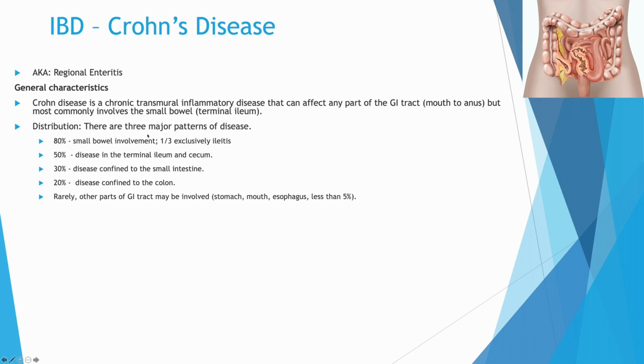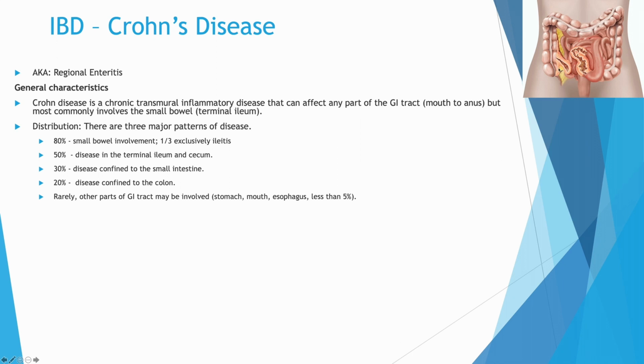Now, there are different major patterns of disease. We're going to talk about small bowel involvement, one third exclusively ileitis, so just in the ileum. That's 80% of the disease. Okay. Disease in the terminal ileum and cecum. There's also disease confined just to the small intestine, and disease confined to the colon is only 20%. So it's not nearly as common in the colon as it is in the small intestine. And the most common spot, again, is the terminal ileum.